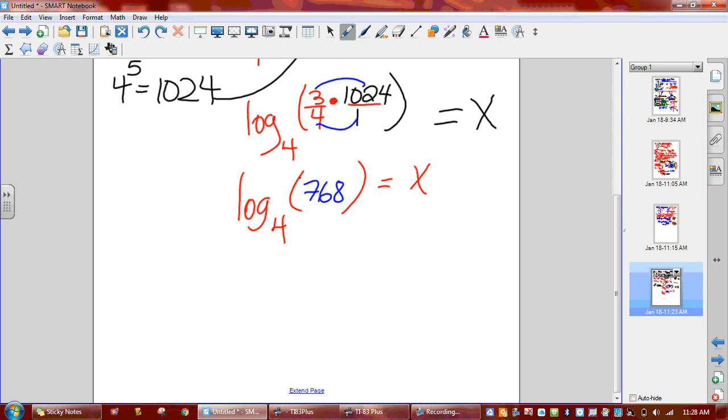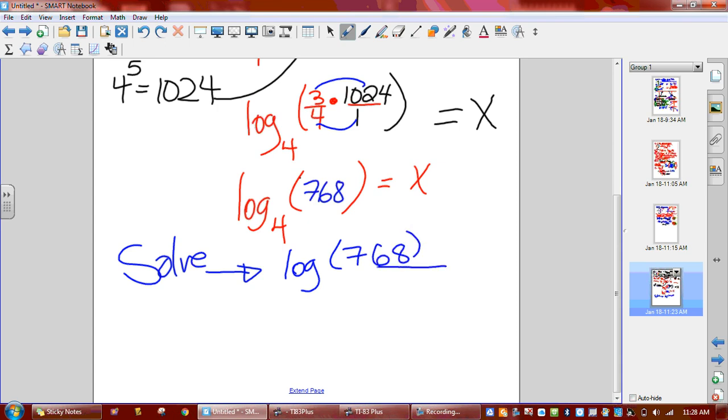Okay, so you take 1024 times it by 3, then divide by 4. Now, if we want to solve this, and if you don't have log base in your calculator, you're going to solve it by going log 768 divided by log 4. So log 768 divided by log 4. And we're always going to go to 2 decimal places unless we're asked otherwise. We punch that in. It's going to give us 4.79.